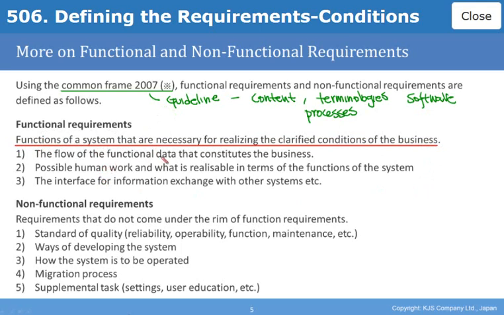1. The flow of the functional data that constitutes the business. 2. Possible human work and what is realizable in terms of the functions of the system. 3. The interface for information exchange with other systems, etc. Non-functional requirements are requirements that do not come under the scope of functional requirements. 1. Standard of quality, reliability, operability, function, maintenance, etc. 2. Ways of developing the system. 3. How the system is to be operated. 4. Migration process. And 5. Supplemental task. Settings, user education, etc.